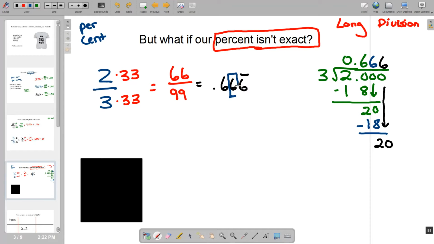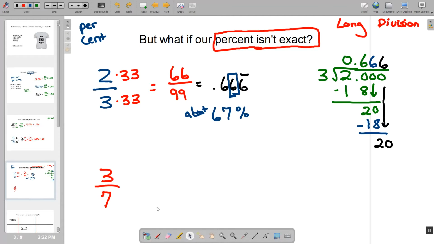we round to the hundredths column. So we look at the digit past and we ask ourselves, is this closer to 67% or 66%? Well, 6 thousandths is over halfway, so we are going to round up to 67%, and because it's not exact, we will round this to about 67%.